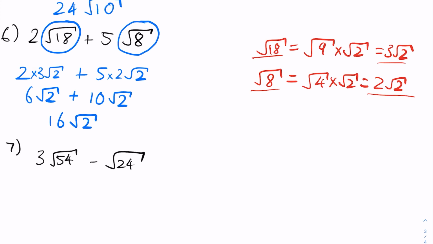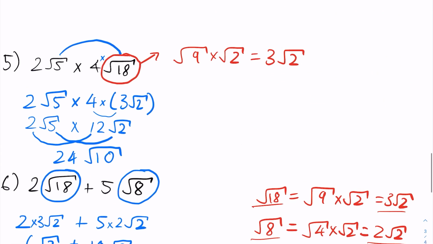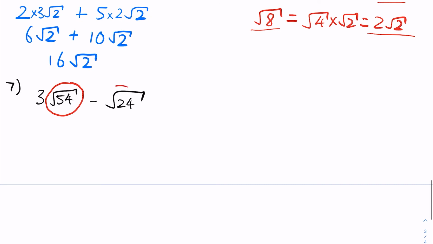Question number 7. So 3 root 54, take away the square root of 24. Again, quite large numbers. It's a good idea to try and break those down at the start if possible. So let's do that here. So the square root of 54 and the square root of 24. Let's just break them off to the right over here.